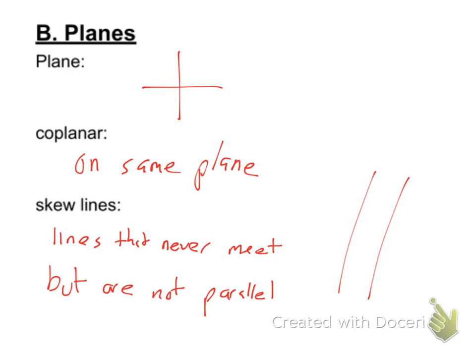X cubed would actually be a single graph. I mean, were they both on different sides of the portion?